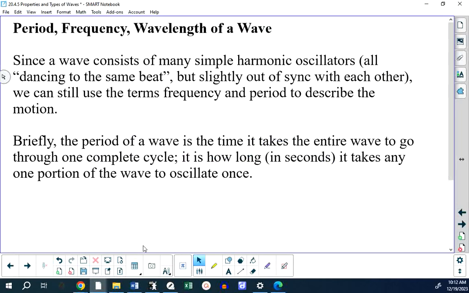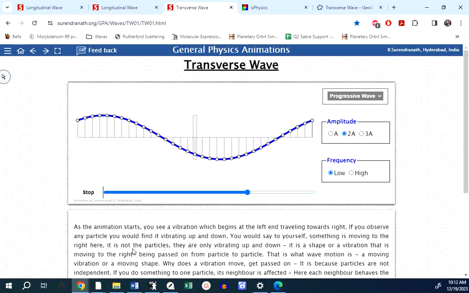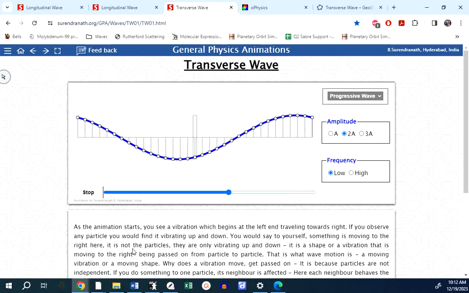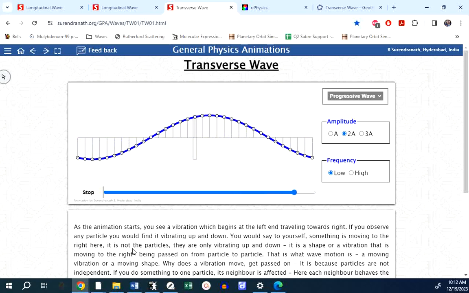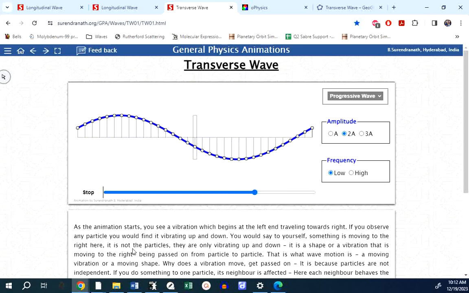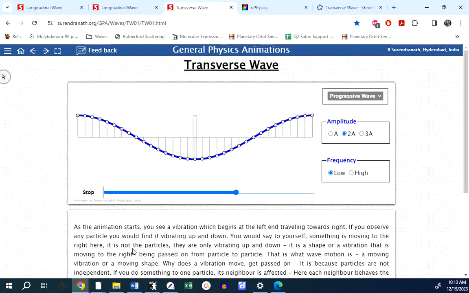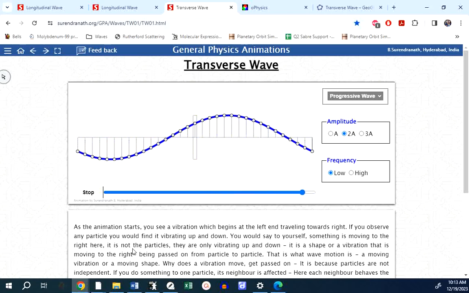So it's how long in seconds it takes one portion of the wave to oscillate once, but that's the same as saying it's the time it takes the entire wave to go through one complete cycle. So if you were standing here and you started your stopwatch now and you ended your stopwatch now, you're going to get the period because that's going up and down once. But you will notice as well that that trough or crest has moved the wavelength in that period of time. It's a difficult thing to wrap your head around.